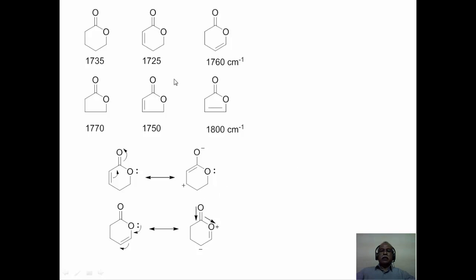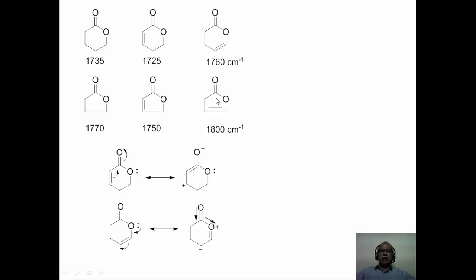So an alpha beta unsaturated lactone is reduced by about 10 inverse centimeter from the base value, whereas when the unsaturation is closer to the oxygen, with the lone pair of this oxygen participating in the delocalization, as shown in the bottom resonance structure, the value increases because the force constant of this carbonyl is much higher than the force constant of this particular carbonyl.